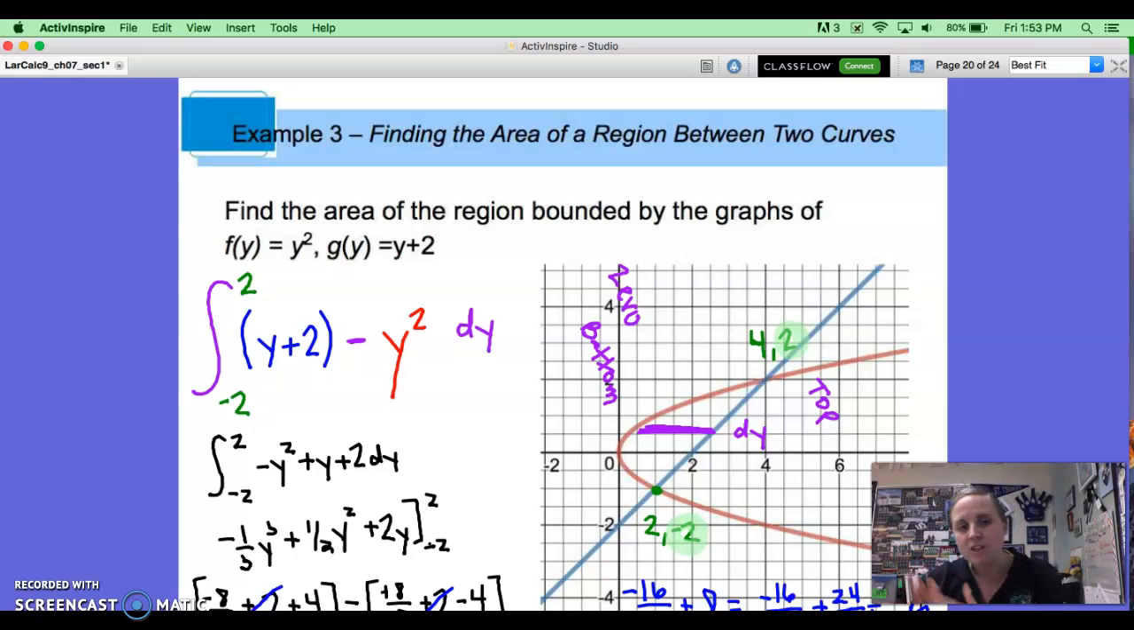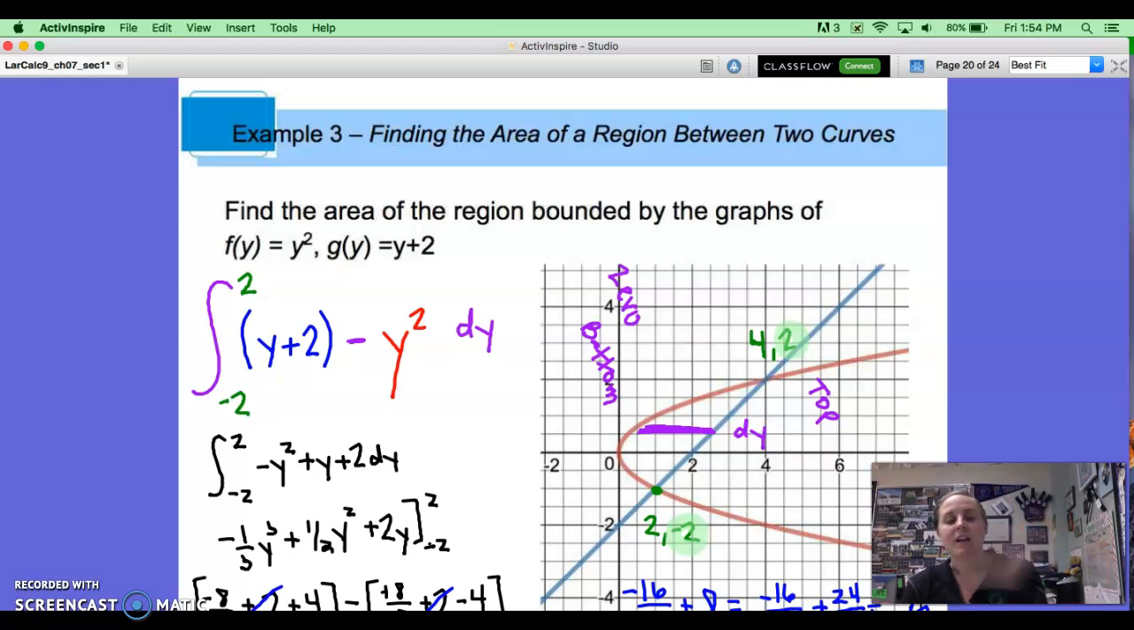So we have our blue function on top, we're subtracting away our y, our red function. The bounds are y bounds because everything is in a y function in this case. We're integrating with respect to y's, not x's. So we're going to simplify it.